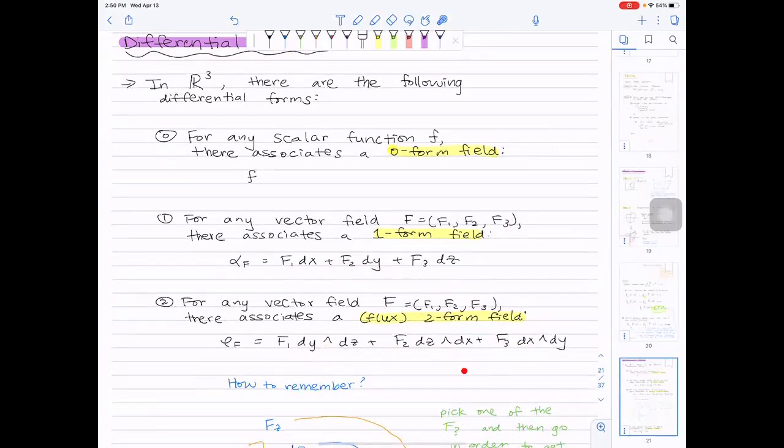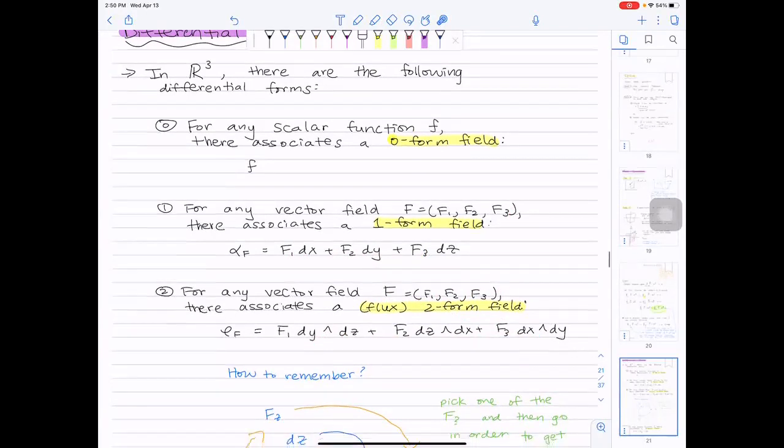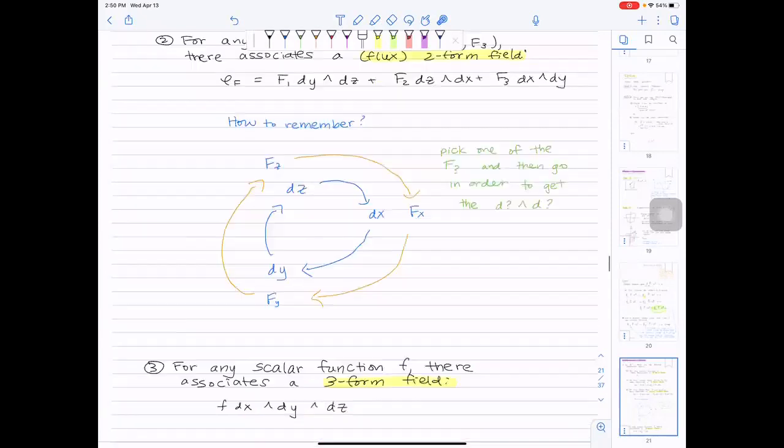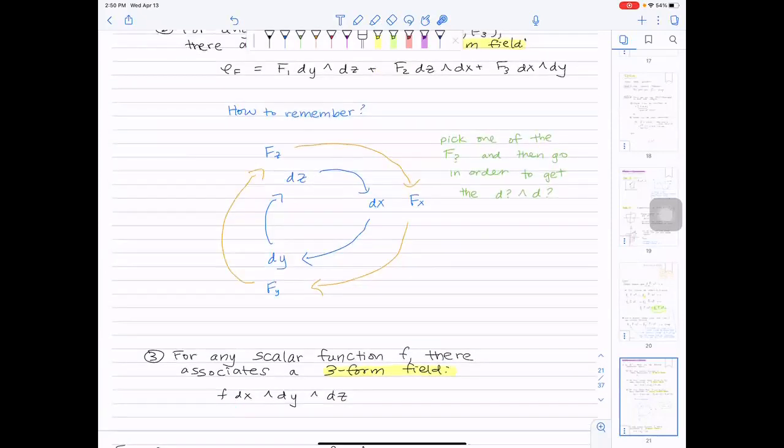So these are our formulas. Given some vector field, you can always use these definitions to find your 1 form and your 2 form, or a 3 form. Oh, and a 3 form is defined as f dx wedge dy wedge dz.